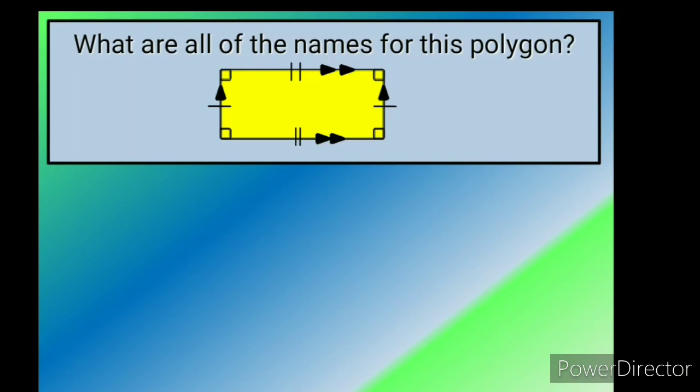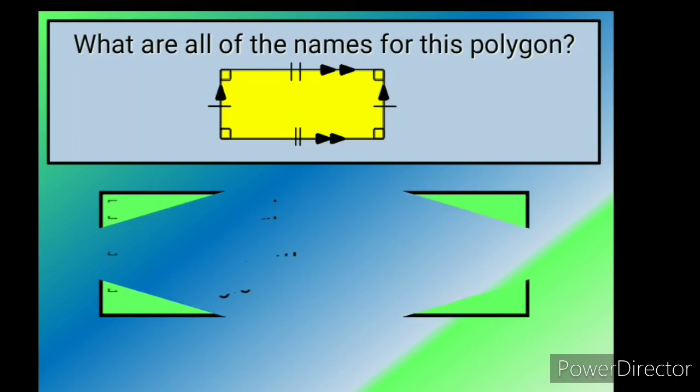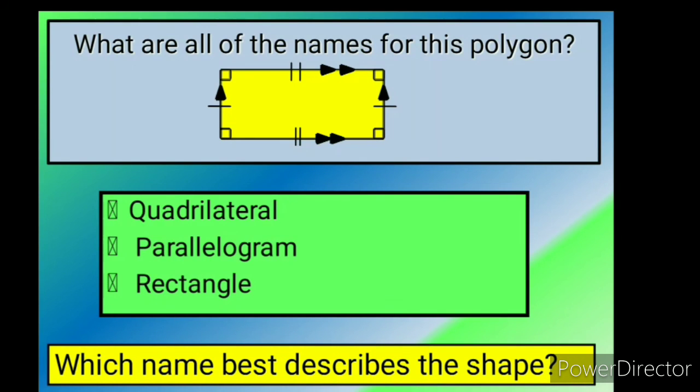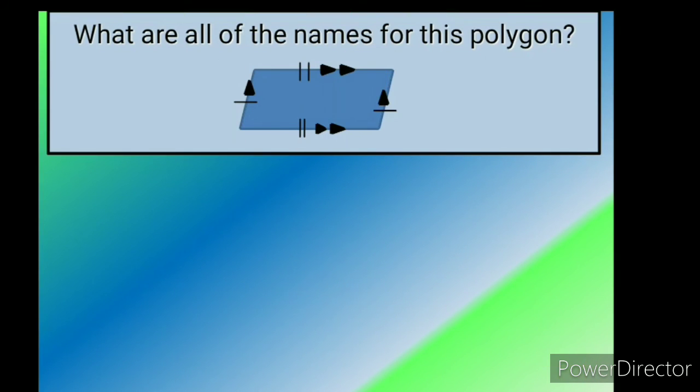Now, answer my question. What are all of the names for this polygon? What names can we give for this polygon? Yes, quadrilateral, parallelogram and rectangle. The three names match this polygon. But which name best describes the shape? It looks like which shape among these three? Yes, rectangle. Good.